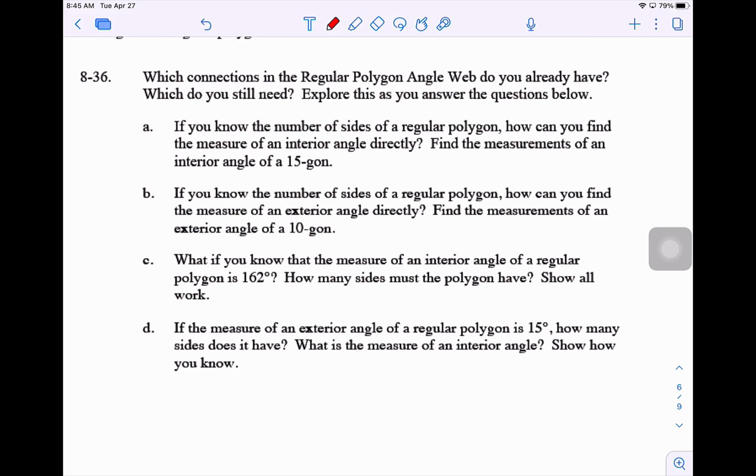Look for, again, are you talking about sum or are you talking about each angle? Are you looking for interior or exterior? That should basically guide you to which one of these we're referring to.